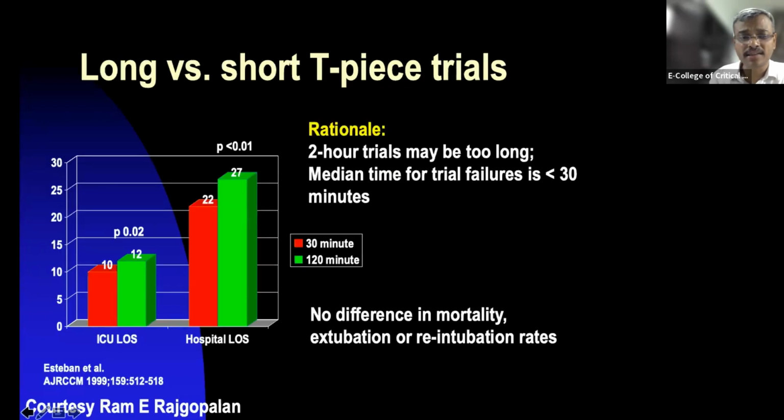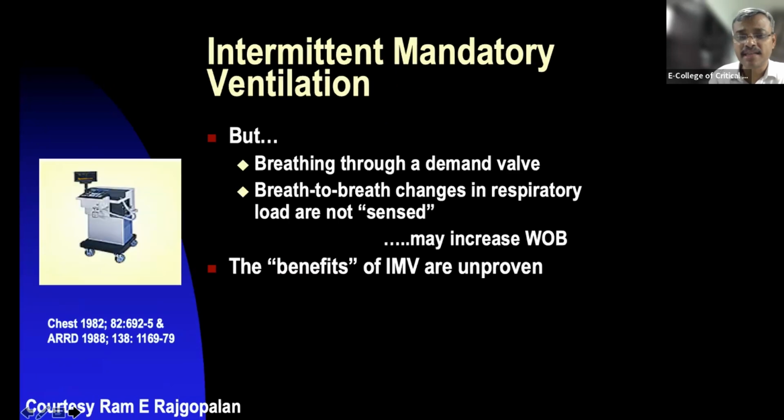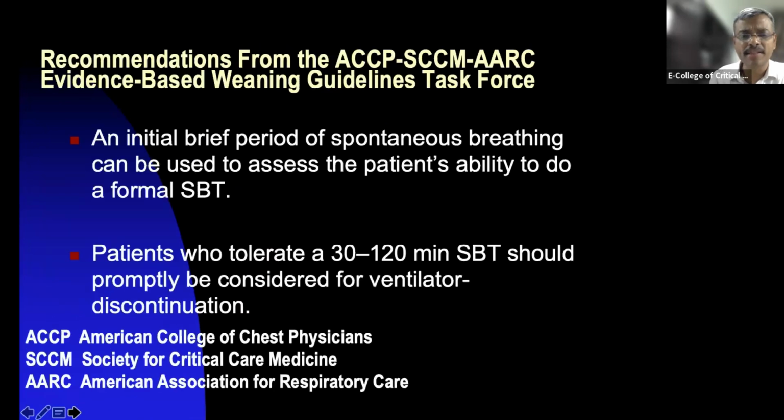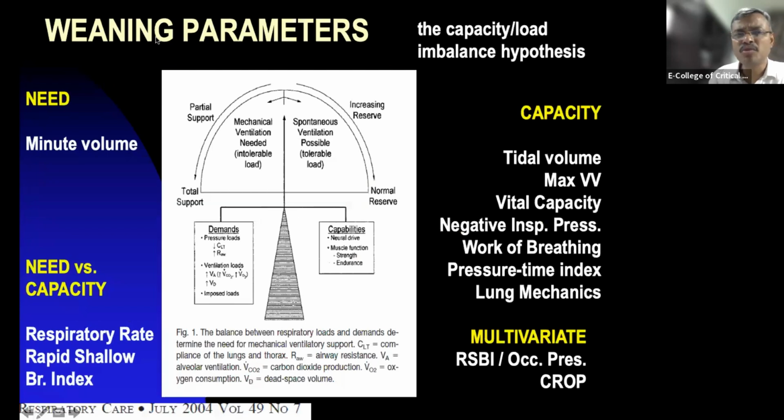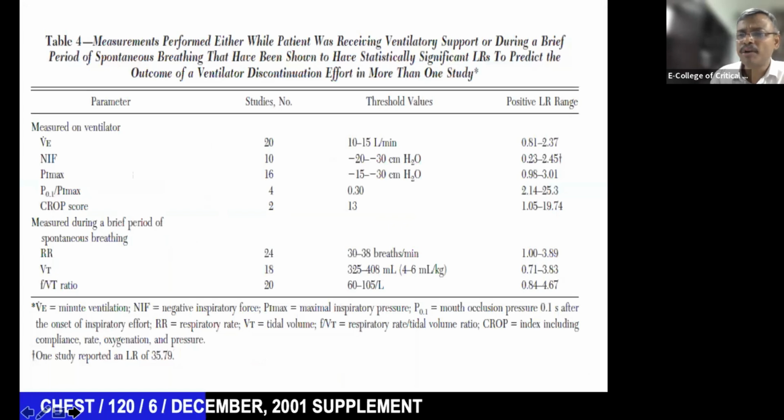I think that slide is not there here. In the Esteban and Brochard trial, they mentioned a recommendation of 30 to 120 minutes. They came up with many weaning parameters: tidal volume, maximum voluntary ventilation, vital capacity, negative inspiratory pressure, work of breathing, pressure time index. You can mention RSBI, CROP. Don't worry about those things to know whether the patient can tolerate weaning or not. If minute ventilation is 10 to 15 liters we can wean him, negative inspiratory pressure of minus 20 we can wean him, so many are there.